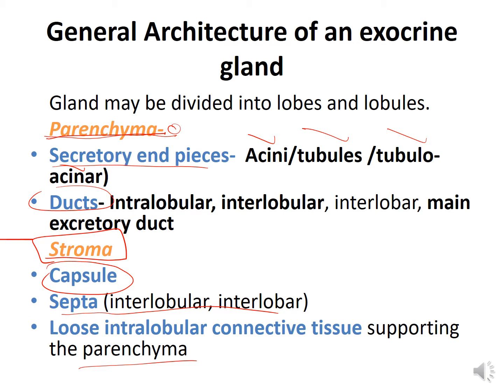So there are intralobular ducts, the smaller ducts, which start from the end of the acini. They are present in the lobules. Then the interlobular, the ones present between the lobules, and then the interlobar, and then the main excretory duct, which opens up into the oral cavity.